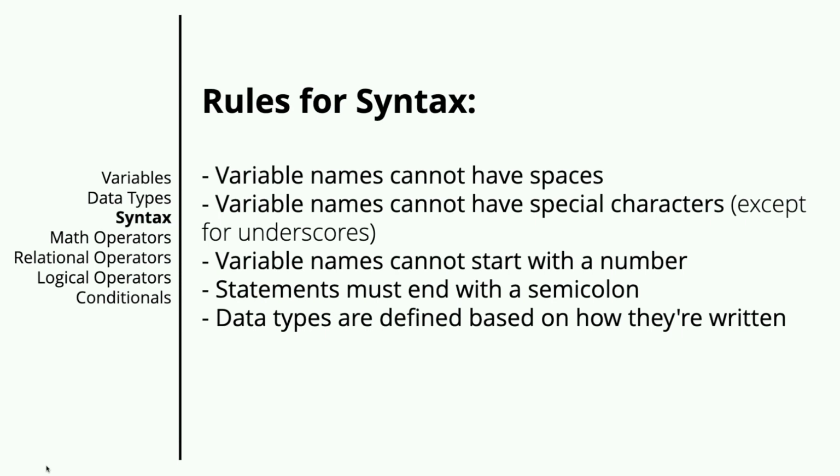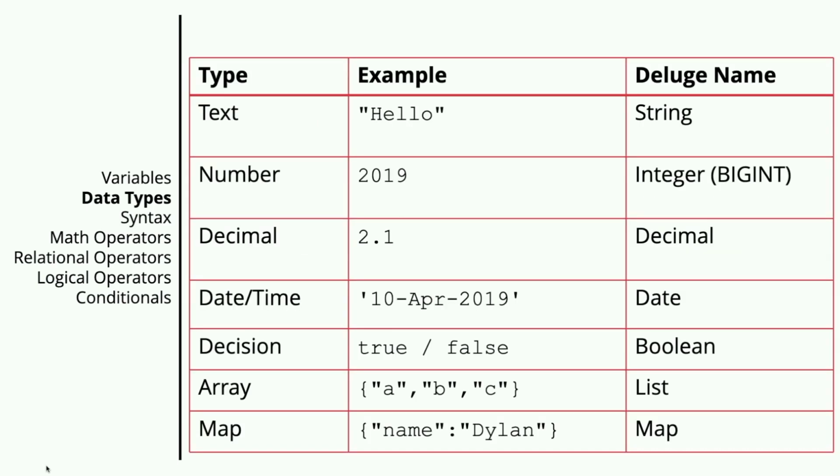And then another thing that, depending on what languages you're familiar with, or if you just don't have a lot of experience with programming languages, may be kind of a weird idea, but the data type is defined based on how you write it. This goes back to that last slide where we have quotation marks around the word hello, indicating that it's text data, and we have single quotes around the date, indicating that it's time data. So the way that you write it matters.